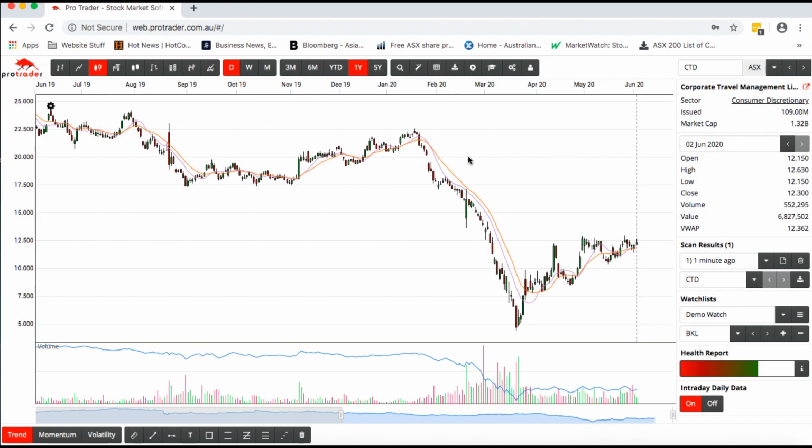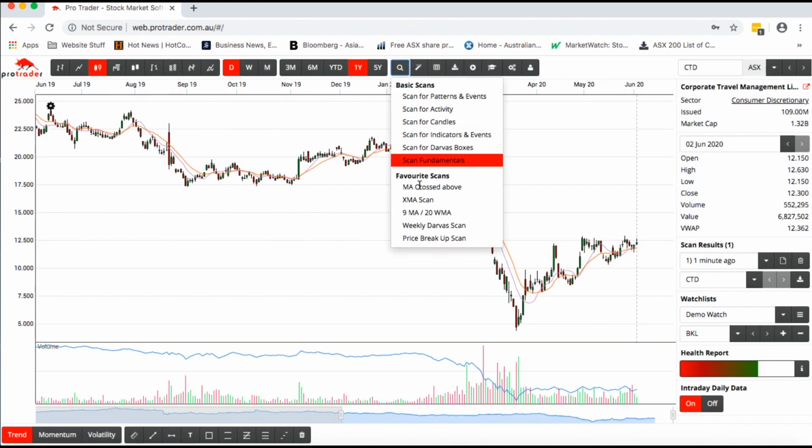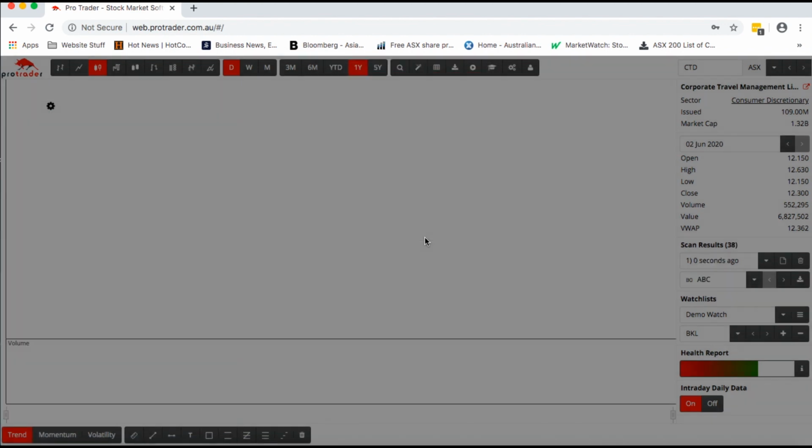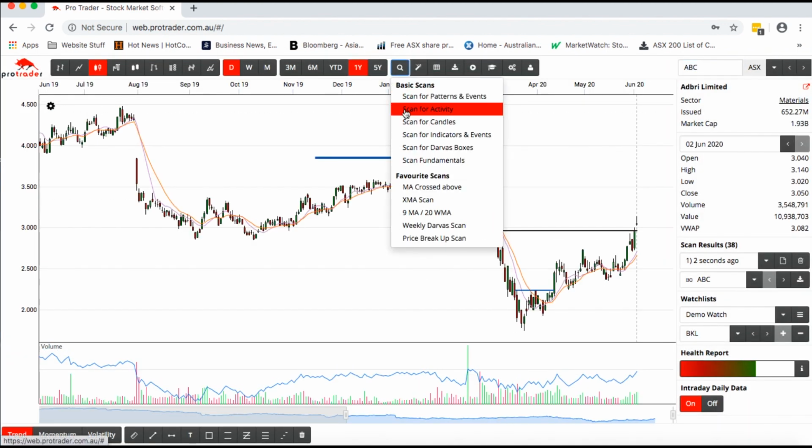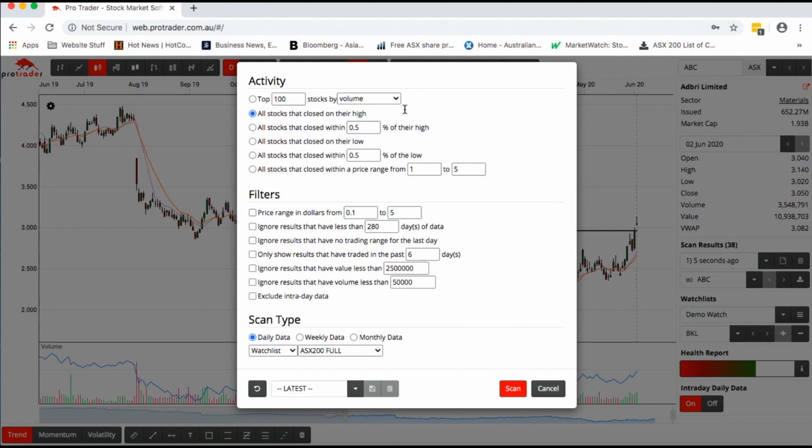And there you go. It is now saved, here we are, as a favorite scan. So that is how you save a favorite scan. Now, scan for activity. Look, once again, you've got all sorts of different capacity here.